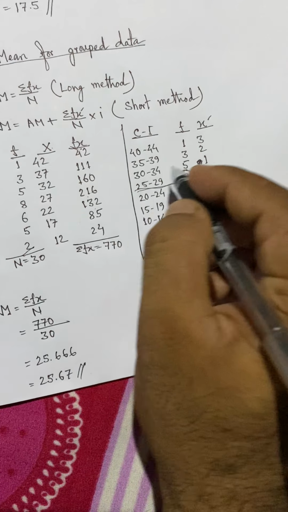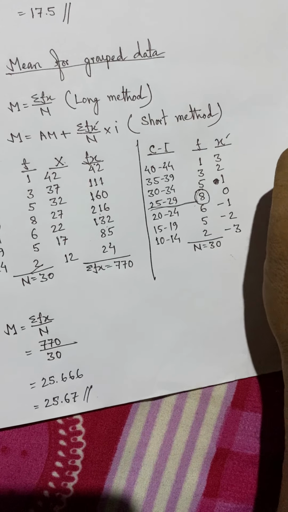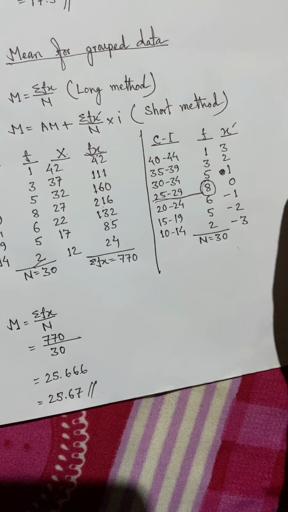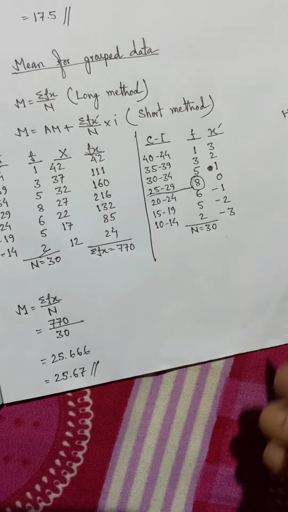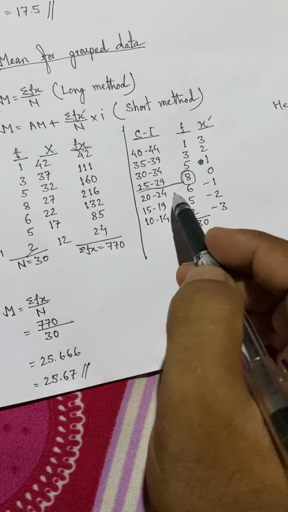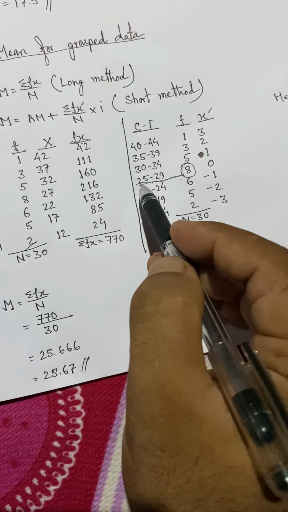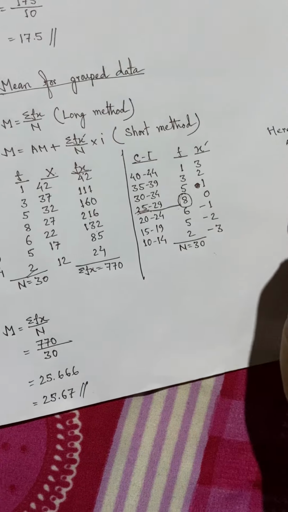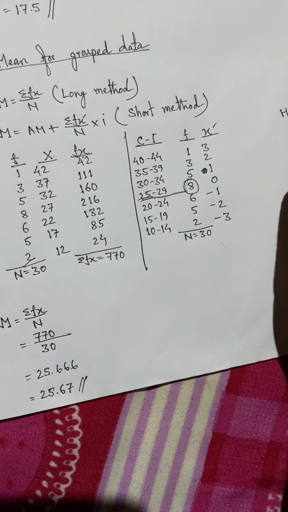And assumed mean, you can write in short here AM. AM means assumed mean. The midpoint of this class interval will be the assumed mean, that is 27.